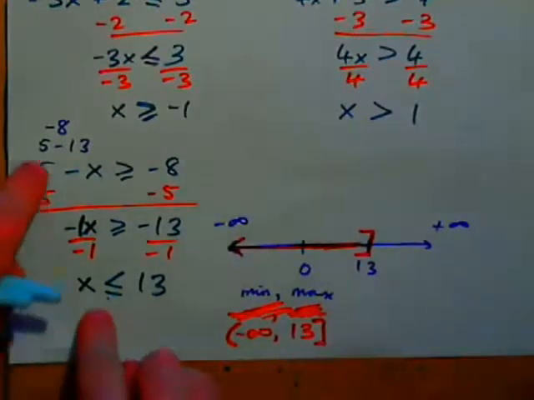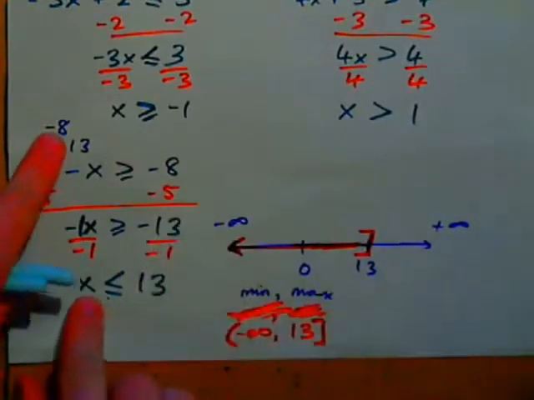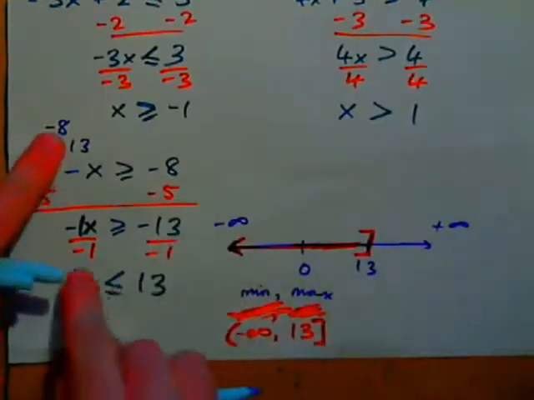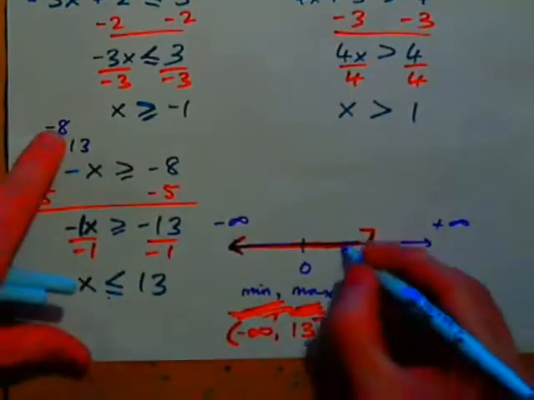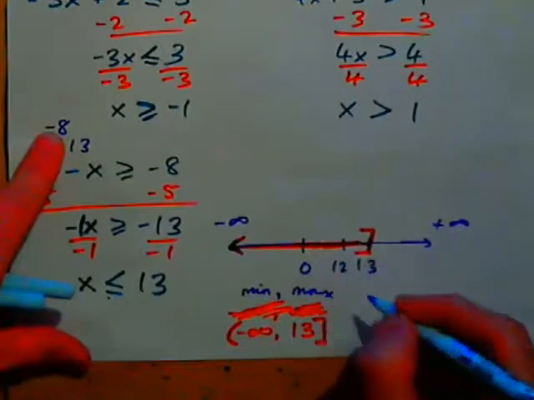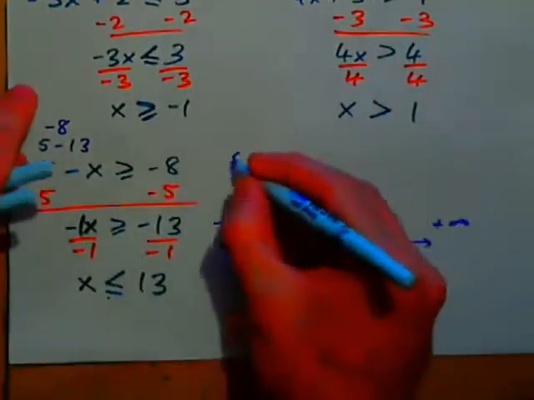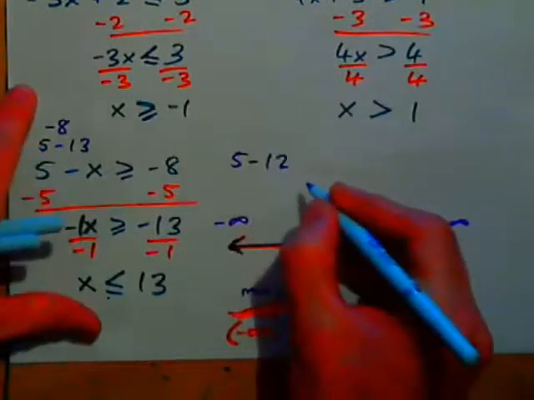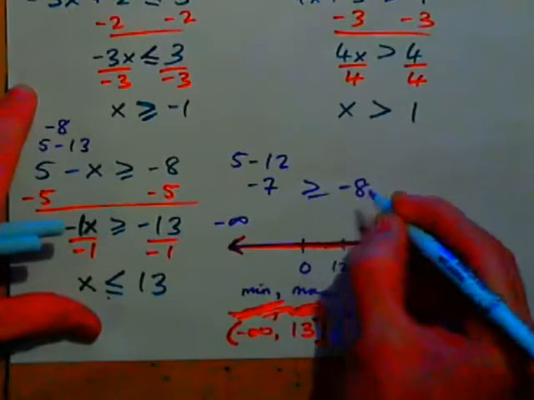So how do we check our answer? We plug 13 in, we got negative 8 here, negative 8, but how do we know it's less than or equal to 13? Well, we said if we divide by a negative, we change direction, that's good. Also, if you think about it, if you plug in, say, 12, then on the left-hand side, we're at 5 minus 12, which gives negative 7. Is that greater than or equal to negative 8?